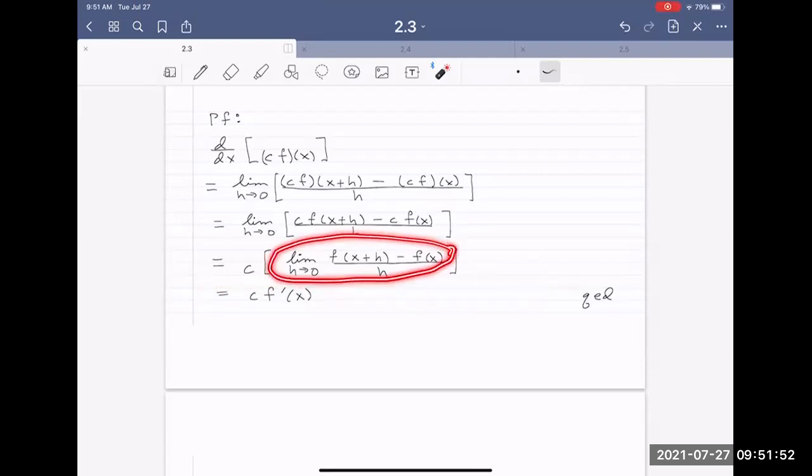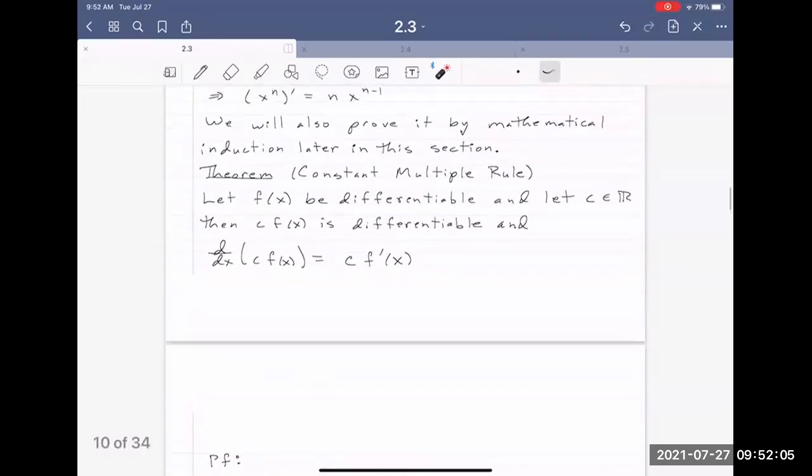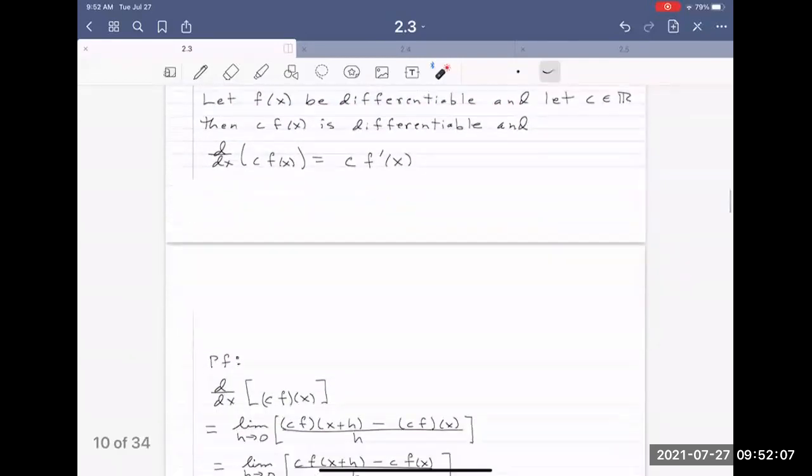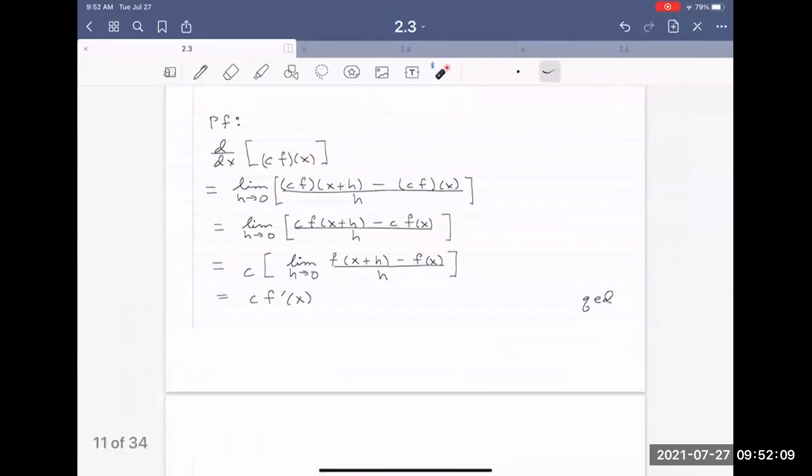But this is just the derivative. And so this is equal to c times f prime at x. Now, this limit exists because f is differentiable. Any questions about that?